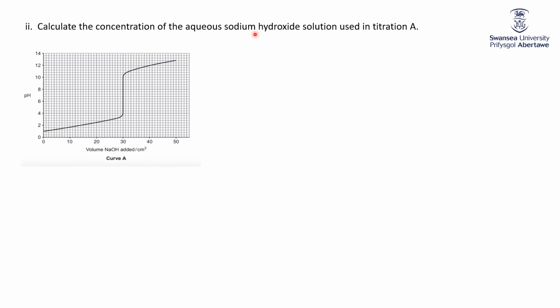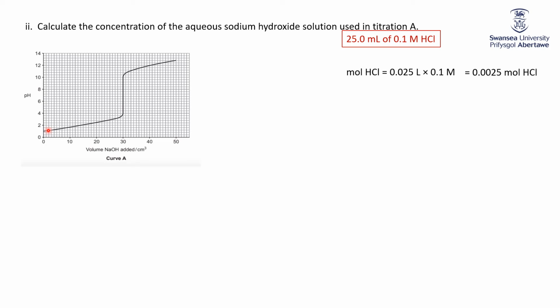Now, calculate the concentration of the sodium hydroxide solution used in titration A. We decided that titration A was 0.1 molar HCl. And if you remember, we had 25 cubic centimeters or 25 milliliters of it. So therefore, the moles of HCl were 0.0025 moles of HCl. And that's what we had here.